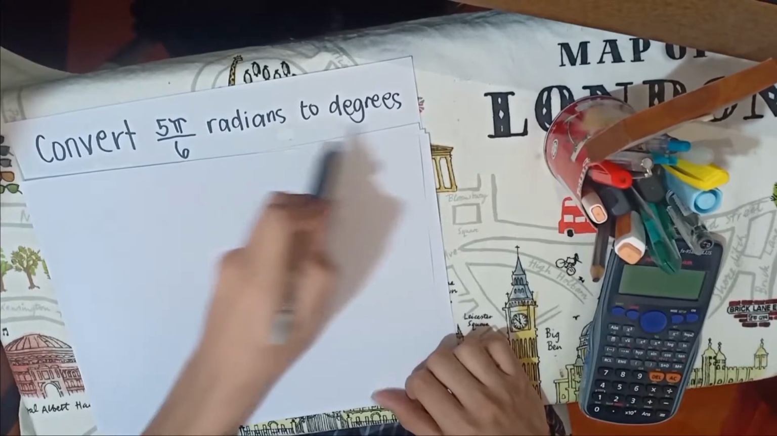So come watch and learn and you will see how to convert the given radians into degrees. It's pretty simple, you just need to multiply the given radians by 180 over pi. Now let's take a look at these examples. Convert 5 pi over 6 radians to degrees.